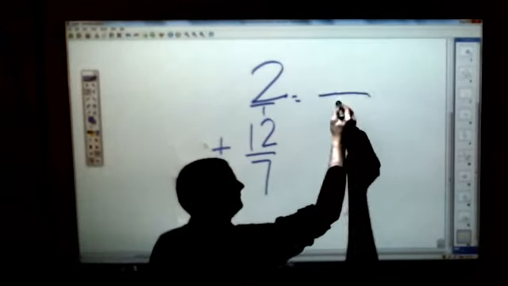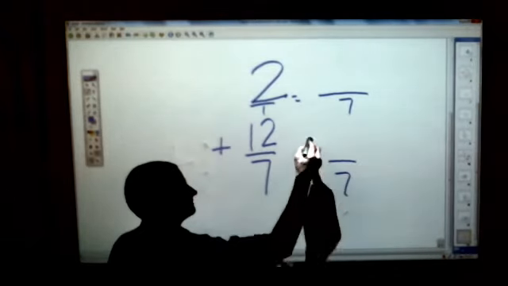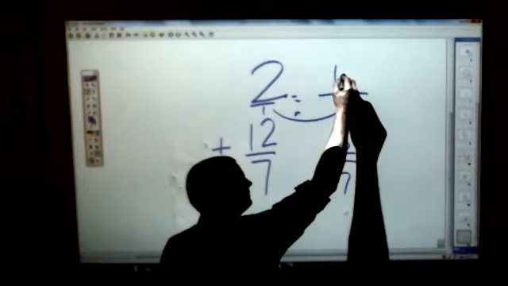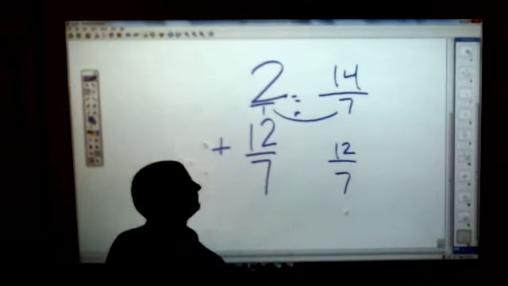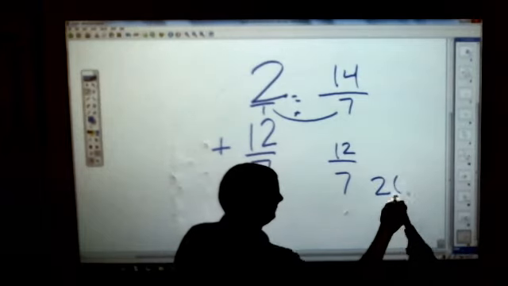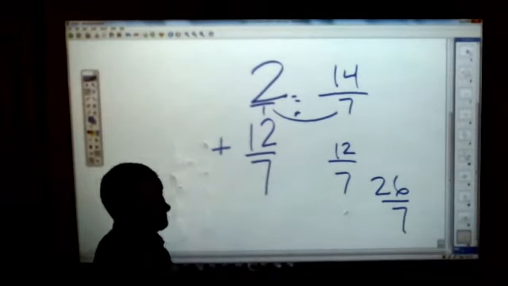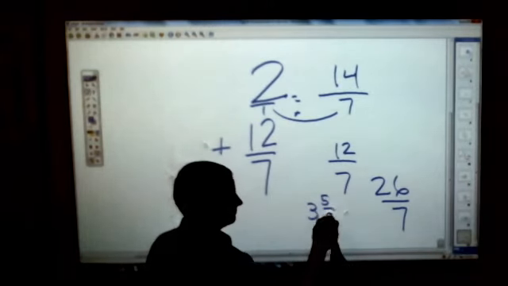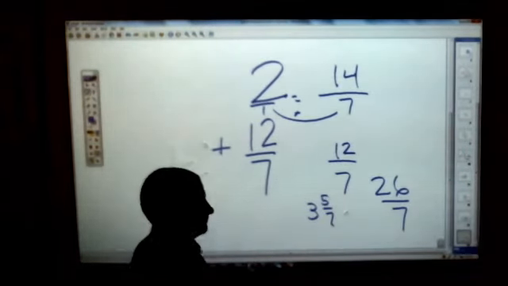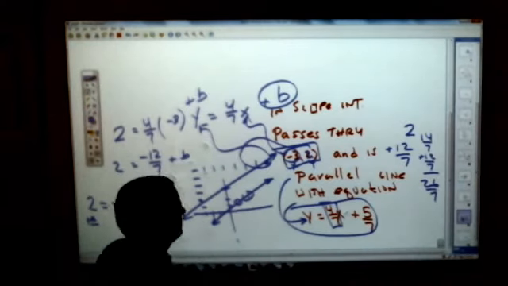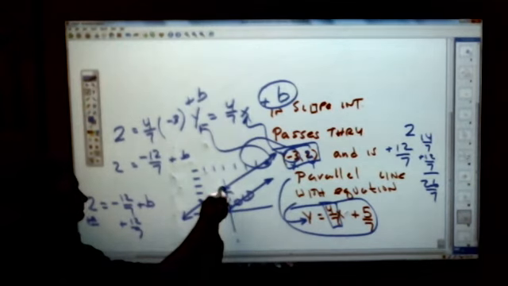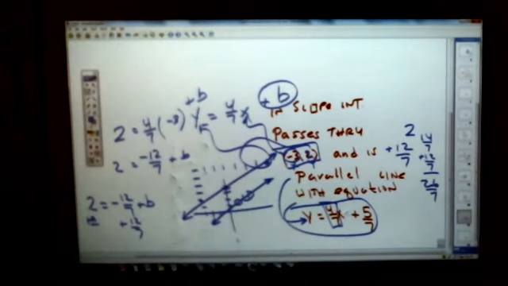Common denominator would be 7. This stays 12 sevenths. 1 times 7 is 7. 2 times 7 is 14 sevenths. 14 sevenths and 12 sevenths is 26 sevenths. As a mixed number, that would be 3 and 5 sevenths. Right? Which, if you go back to my graph, was actually relatively close, right? 1, 2, 3, and almost up to 4. Not saying that was perfect, but it was pretty close.